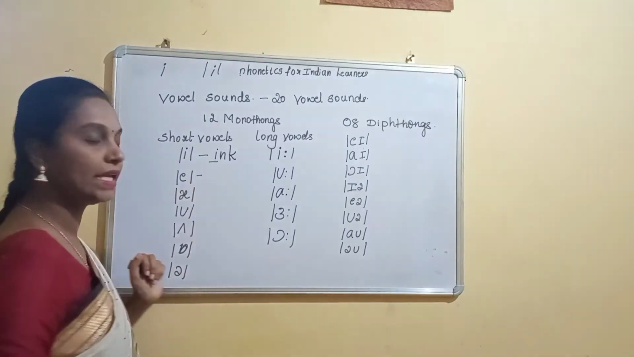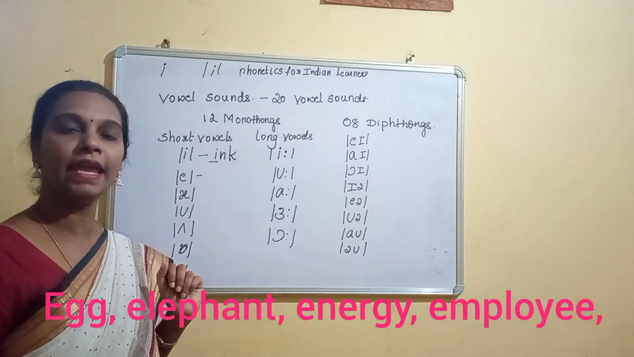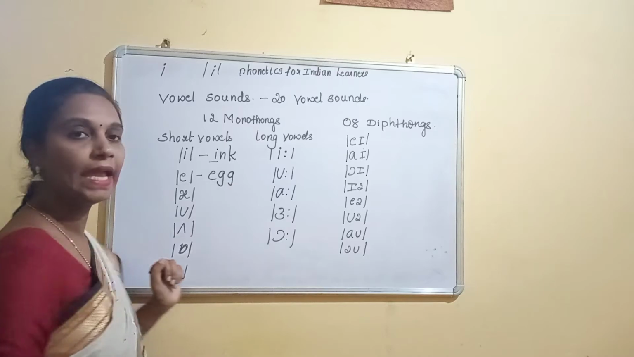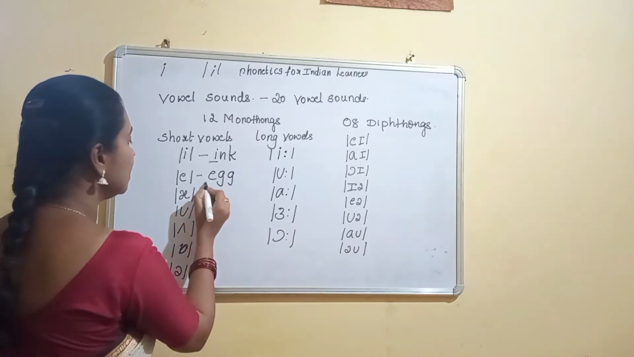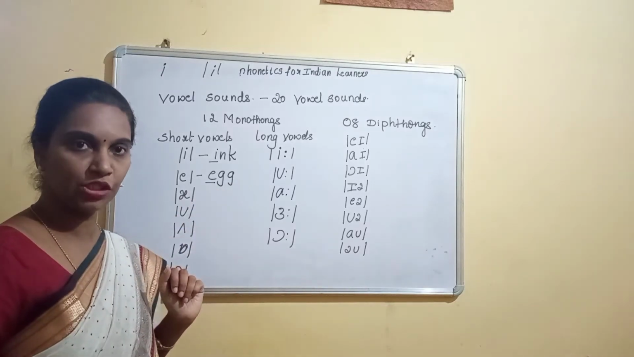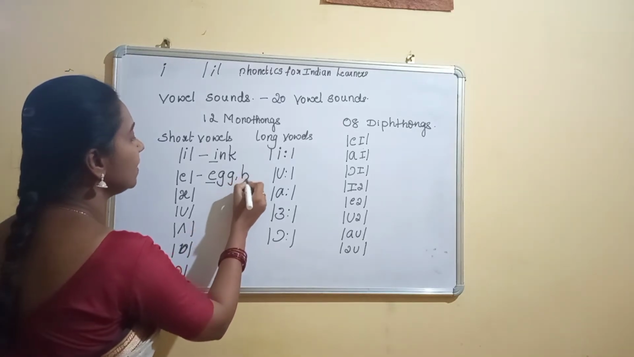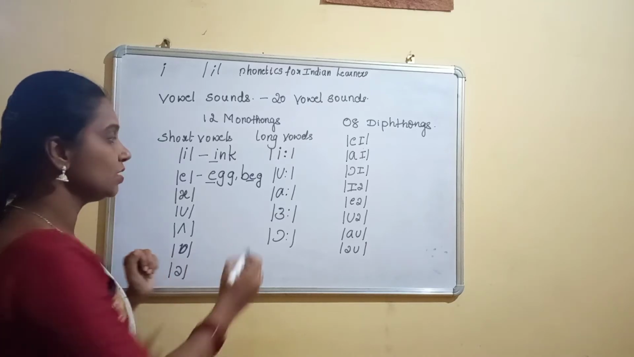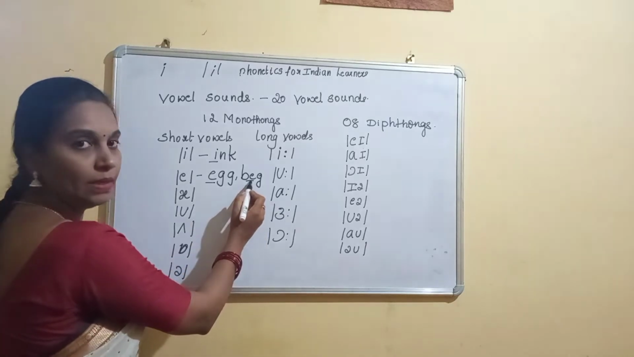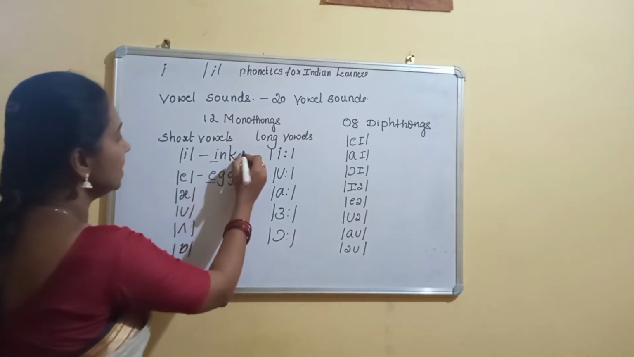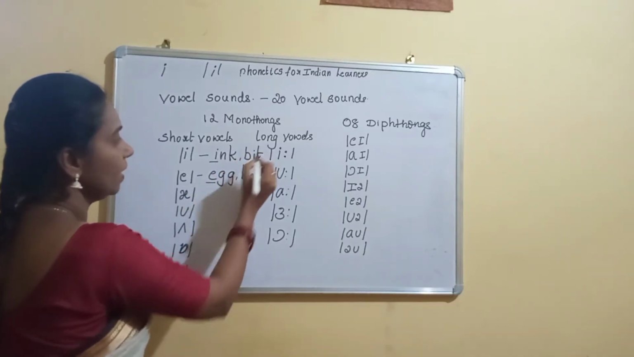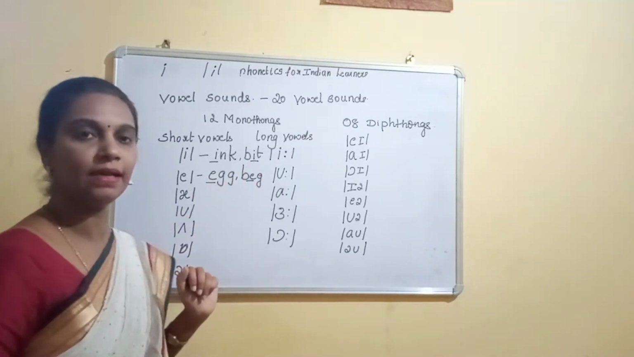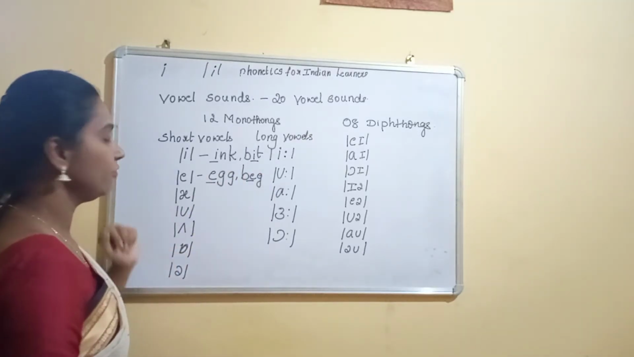The next sound is A. The example is egg, and the sound occurs in the initial position. These sounds may also occur in the medial position. For example, beg. In this word, the sound comes in the medial position, and even in the word bit, the sound occurs in the middle. Okay, we'll move to the next sound.